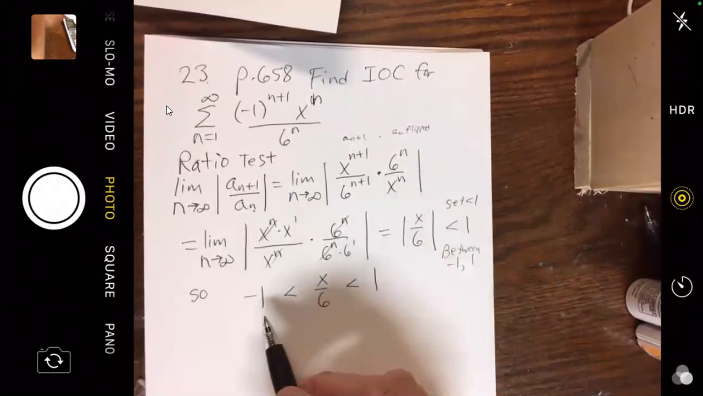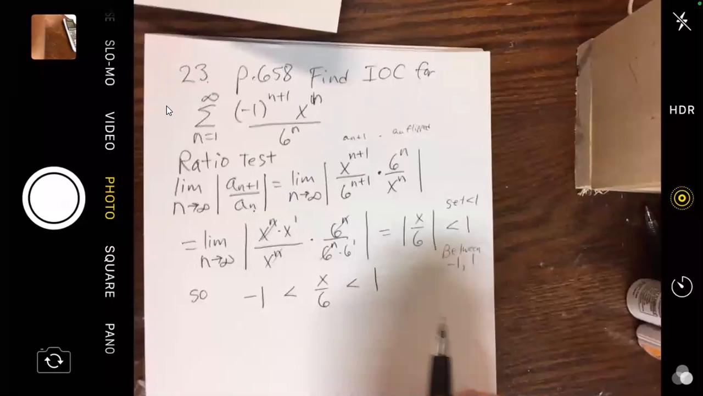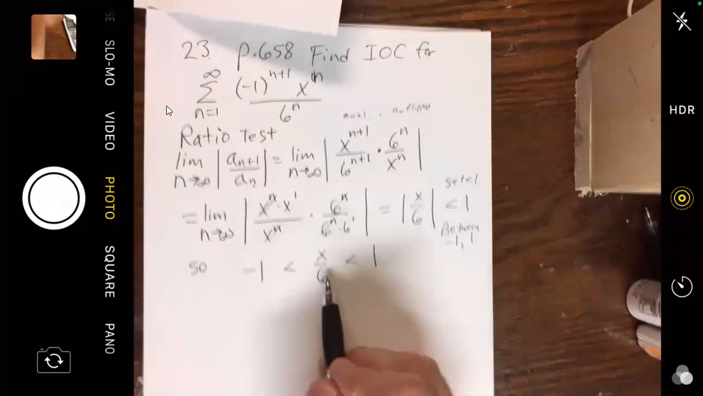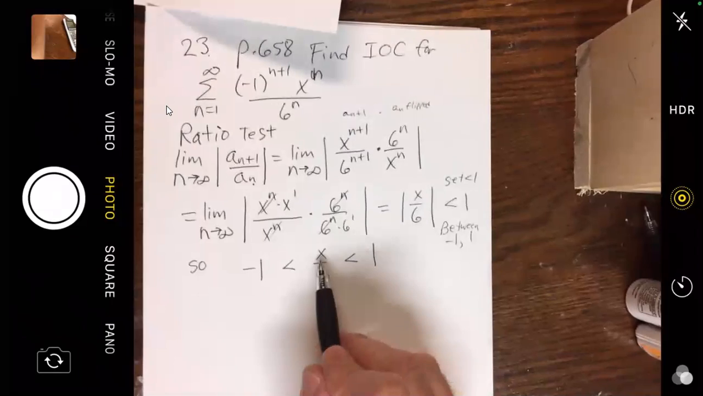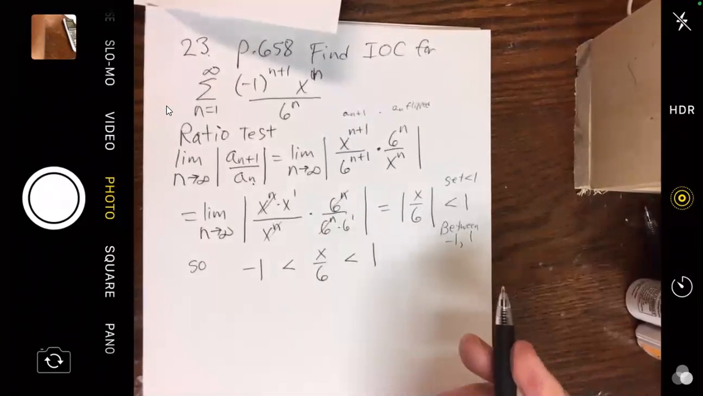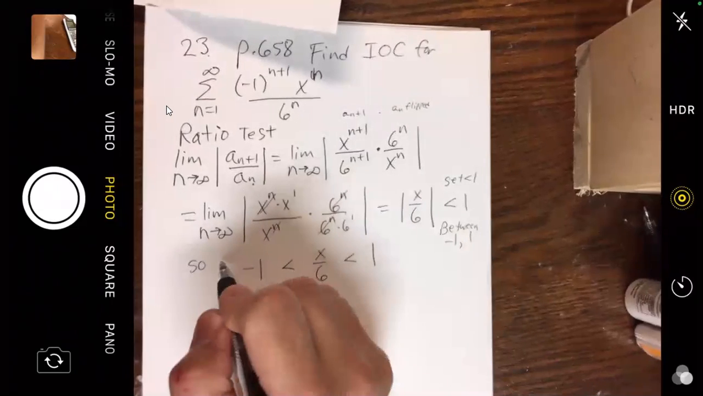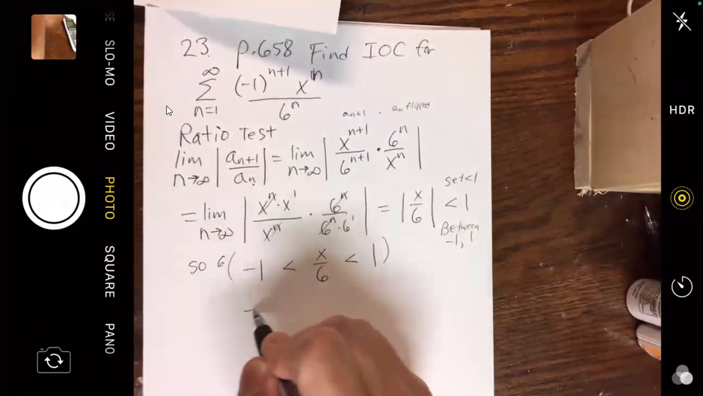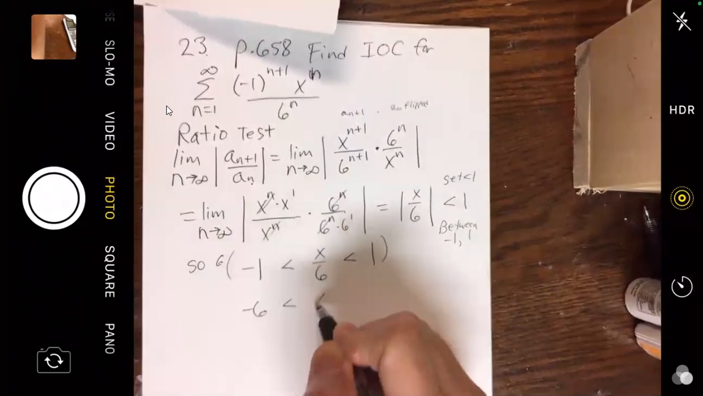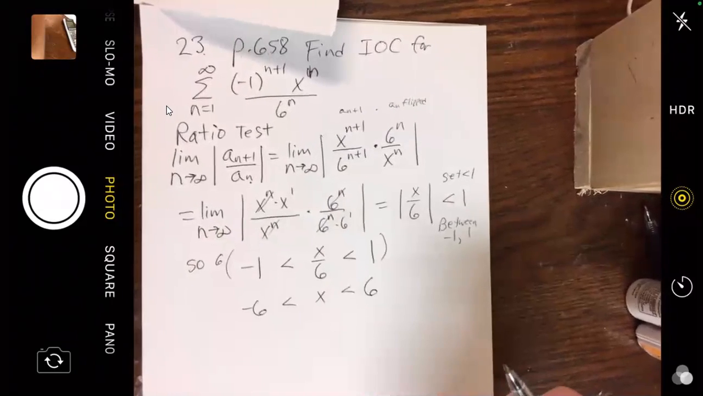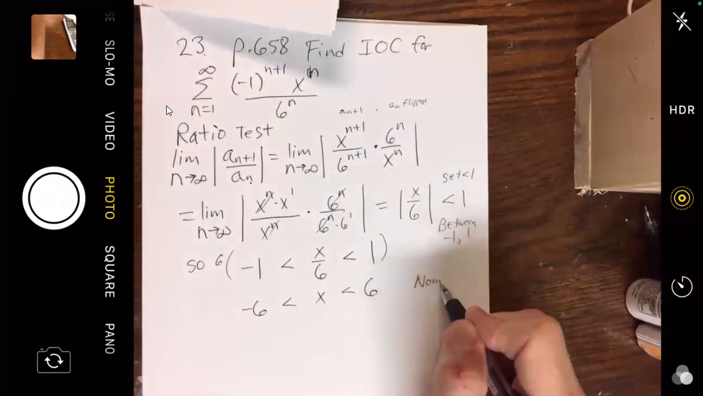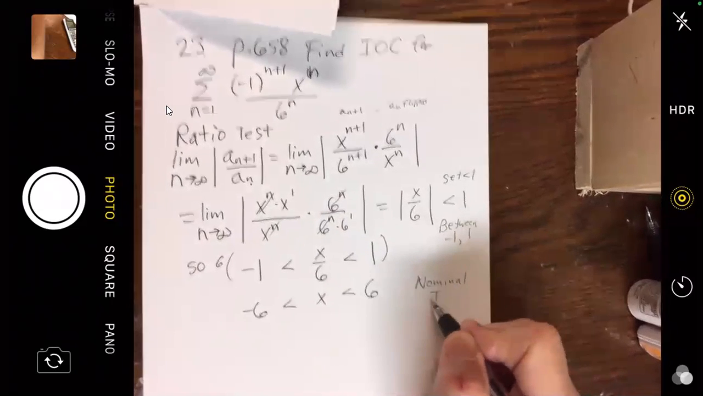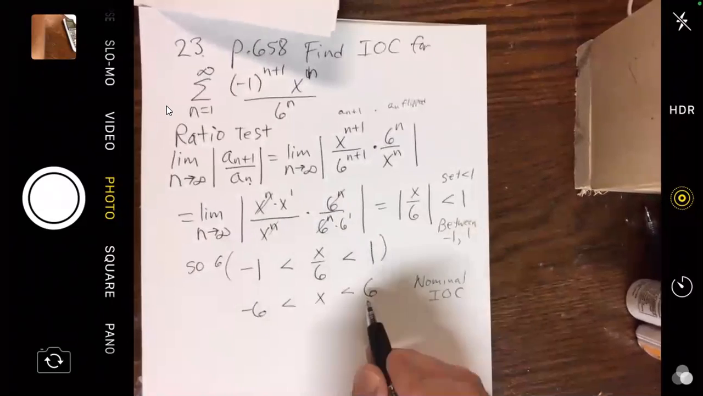Now, y'all remember your college algebra, what to do for this? However this works out, you're supposed to know what to do to get back to a plain x. You see what to do on this one? Multiply by 6. So -6 is less than x, which is less than 6. That is the nominal interval of convergence. It's between -6 and 6.